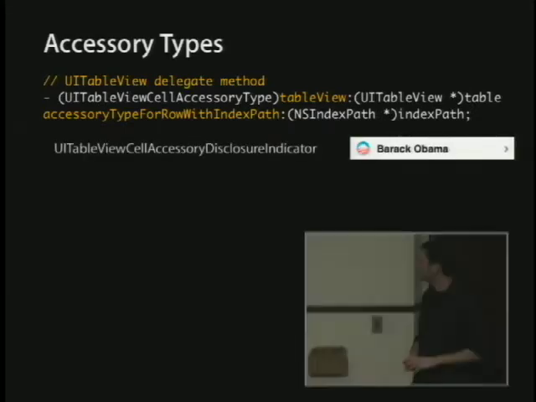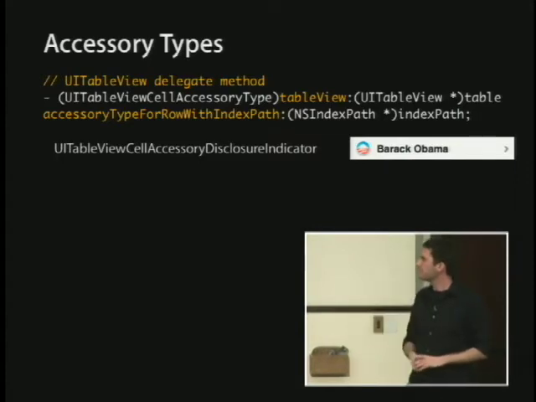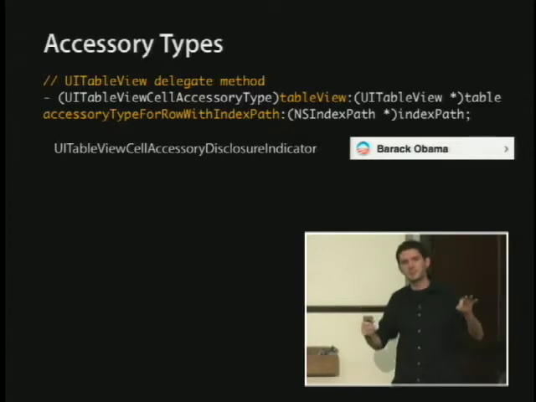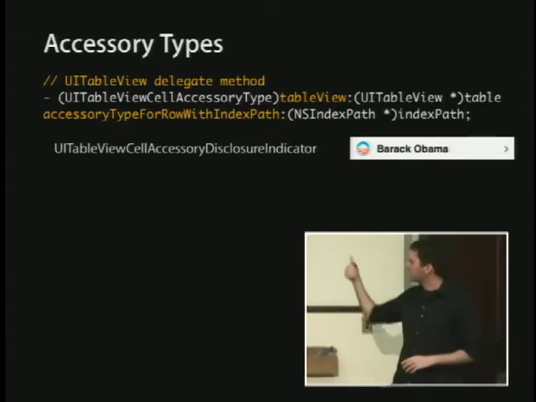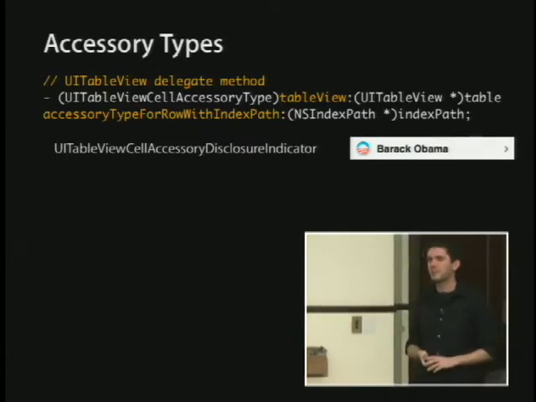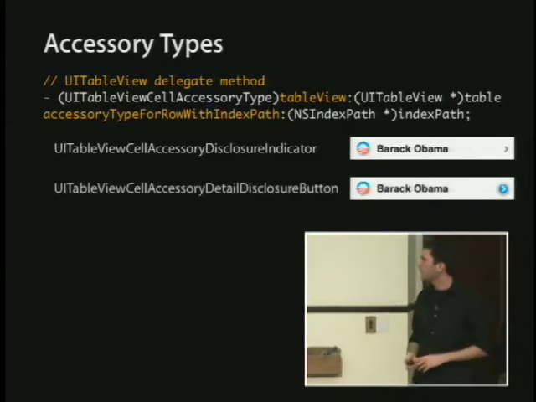That's the thing that appears over here on the right-hand side. In this case, it's Table View Cell Accessory Disclosure Indicator. This is generally used to indicate that if the user taps on this cell, some new thing is going to navigate in. That's usually what you use that to indicate. And you set these by implementing the delegate method tableView:accessoryTypeForRowAtIndexPath:. So you can have different accessory types for each of the cells in your table view.